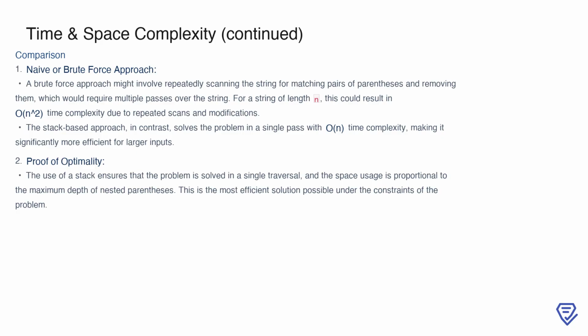This would require multiple passes over the string, leading to a time complexity of O(n²) for a string of length n due to repeated scans and modifications. In contrast, the stack-based approach solves the problem in a single traversal of the string, resulting in O(n) time complexity. This makes it significantly more efficient, especially for larger inputs. Additionally, the stack-based solution is optimal because it uses space proportional to the maximum depth of nested parentheses, which is the minimum space required to solve the problem under these constraints.